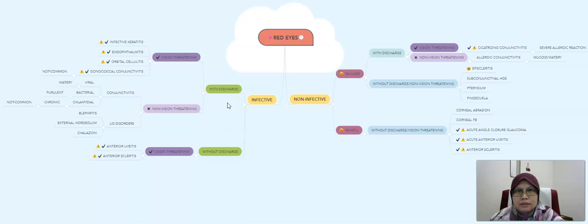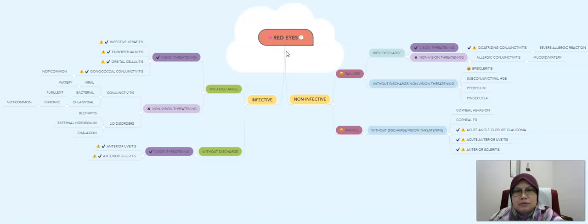Hello everyone. Today I'm going to talk about the algorithm for the approach to red eyes. Red eyes are very common in ophthalmology. It is basically our bread and butter, so it is our job to be able to diagnose it properly. This is a guide especially for medical students and also for junior doctors.